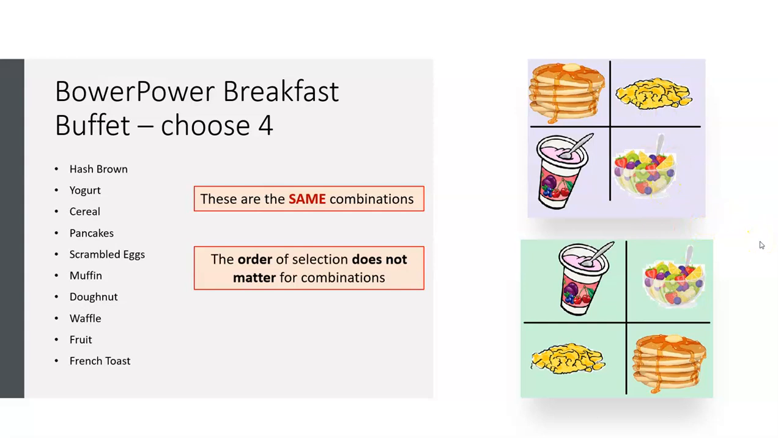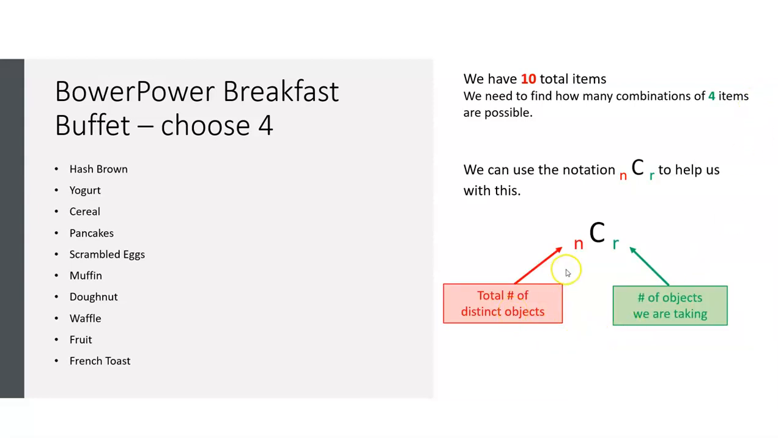Well, maybe we want to advertise the Bauer Power Breakfast Buffet. How many total combinations are there? Well, we have 10 total items, and we need to find how many combinations of 4 items are possible. Well, just as we had nPr for permutations, we have nCr to help us with combinations. Once again, n is the total number of distinct different objects, and we have 10 of them in our problem. r is the number of objects we are taking, and we are going to take exactly 4 items.